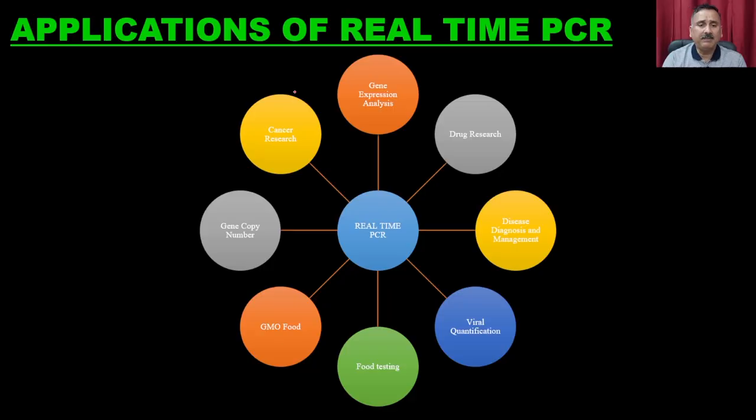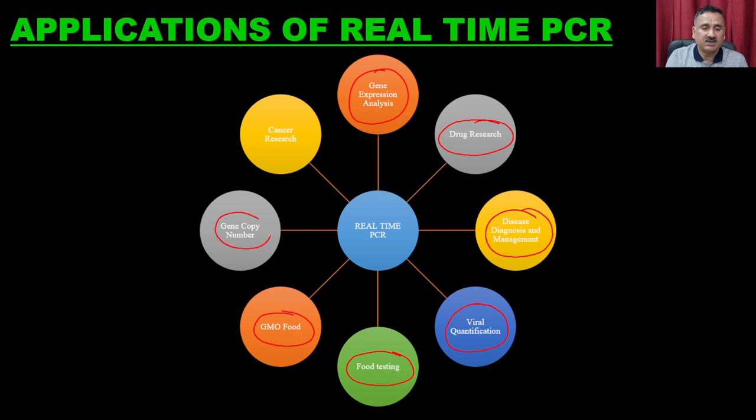Now, let us move on and discuss the application of real-time PCR. The application of real-time PCR is also very diversified, and it is as big as PCR, because it can be used for gene expression profiling, in drug discovery, and for disease diagnosis and management. RT-PCR can be used even for viral quantification, food testing, and GMO food. It can be used for detecting gene expression as well as gene copy number, and it can also be used for cancer research.